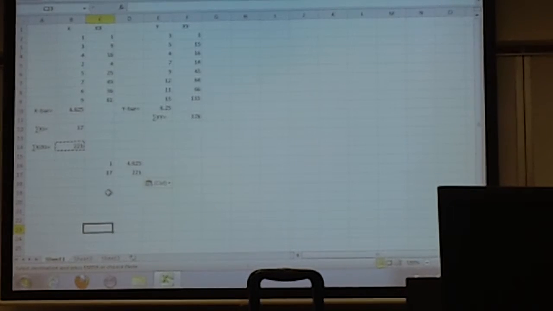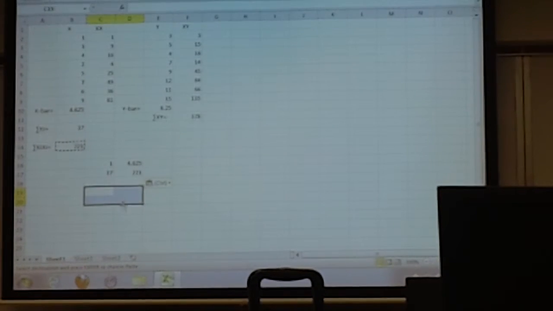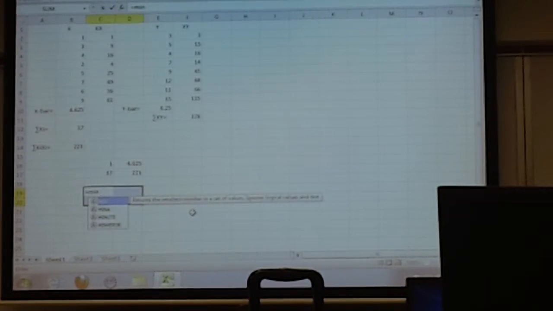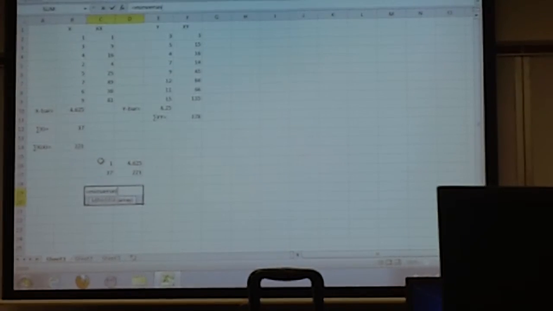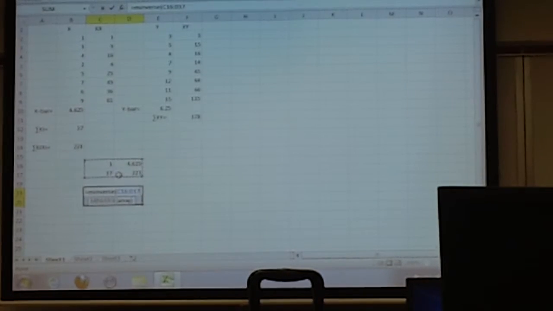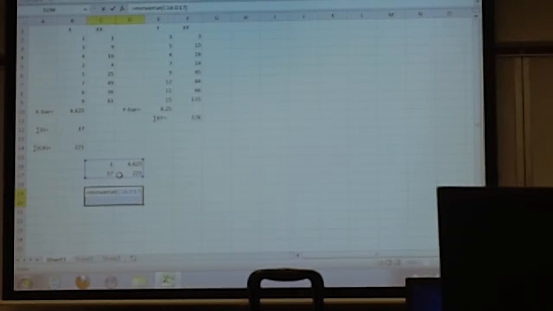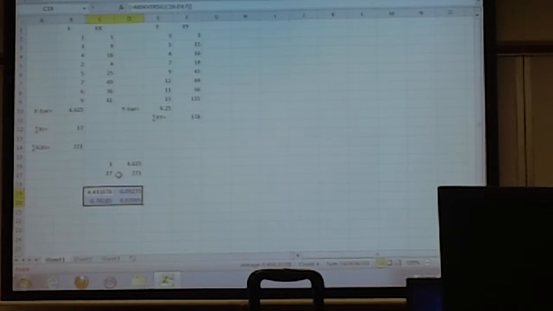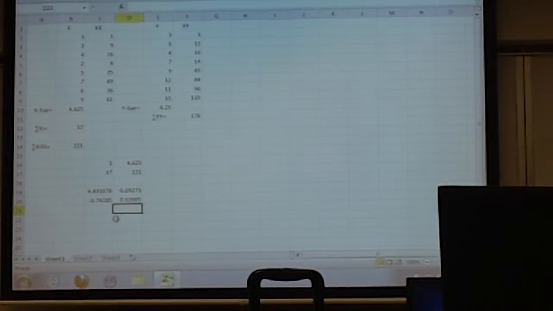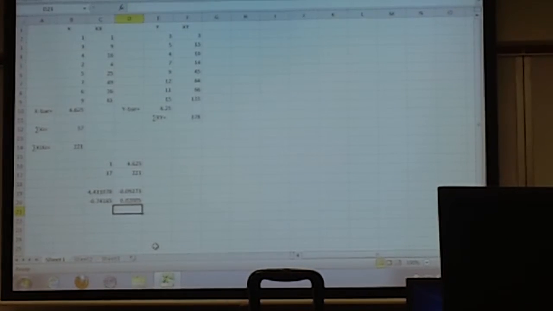And now we want to get the inverse. So that's going to be equal to M inverse. Control shift enter. So that's the inverse. This matrix and this matrix over here is its inverse, right?